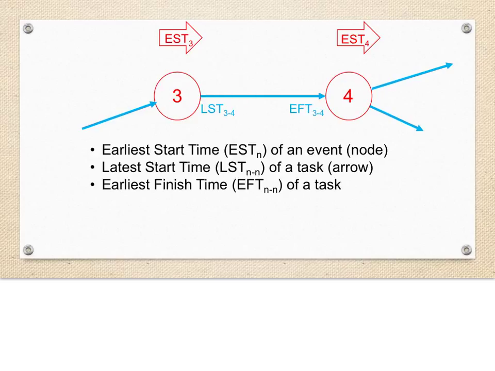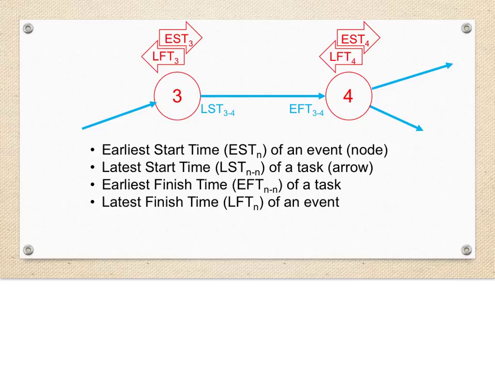The earliest finish time of a task, task 3-4, or EFT, is shown below and towards the end of the arrow. And finally, the latest finish time, or LFT, of events 3 or 4 are shown as arrows pointing in the direction of time backwards above the node. We also show the duration, or D, of the task located in the middle of the arrow.